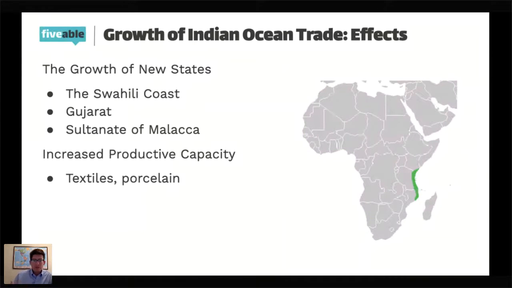And that's no surprise. In places where you have a great deal of trade, you're going to have a much stronger economy and a much stronger state or power entity. Some of these new states that we see develop are the city-states along the Swahili coast. Some examples of those, we were talking about Kilwa.